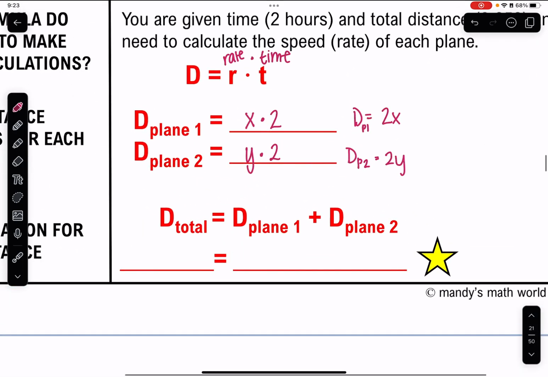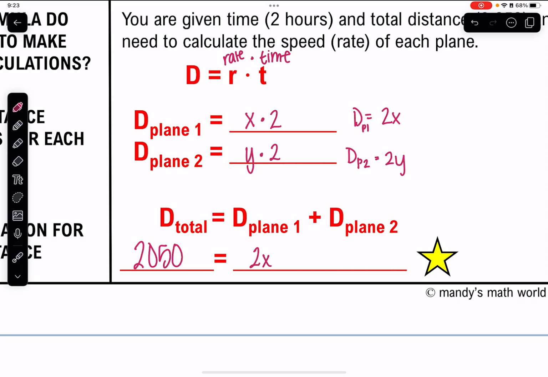So here's where I can set up that final equation. I can say 2,050, that distance total, is going to be equal to the distance that my plane 1 travels, which we said is 2x, plus the distance my plane 2 travels, which is 2y. Okay? So again, hopefully you can see this is already worked out for us with the labels. All I'm doing is just substituting each part in, right? I know my total distance is 2050. D plane 1 we said is 2x. Distance plane 2 is 2y, right? So that's going to be my answer, right? I don't know what the speeds are yet, but that's a good way to describe that distance, okay?